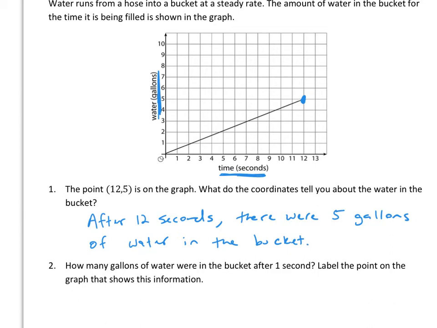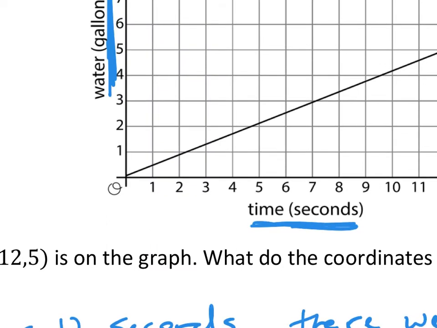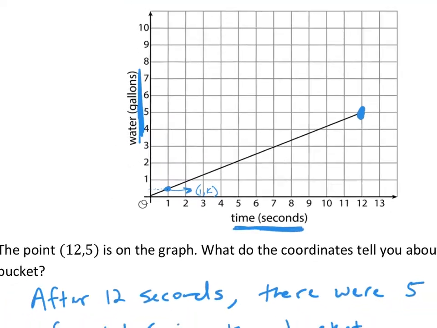Question 2 says how many gallons of water were in the bucket after 1 second? Label the point on the graph and show this information. So if I go back and look at the graph, I can see that 1 intersects with the line right here. Now if you recall, this point right here shows our constant of proportionality, that (1, k). But if we also look at the graph, it's kind of hard to see what exactly the k value is. We don't really know. So we are going to have to do a little bit of math.